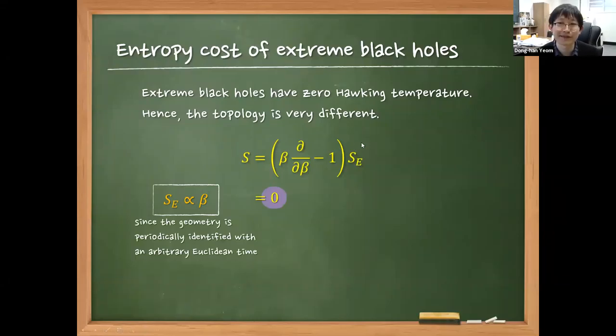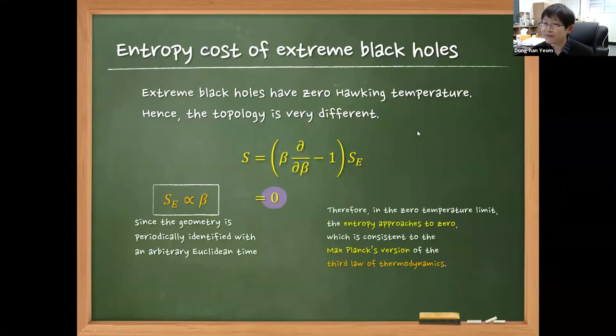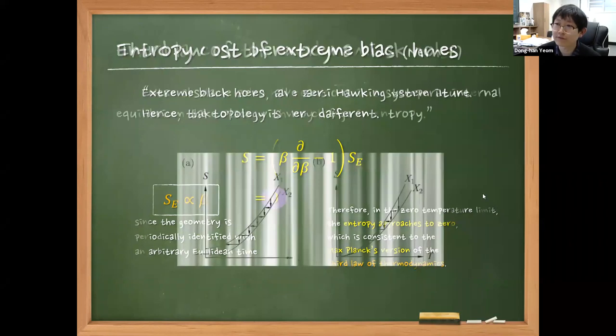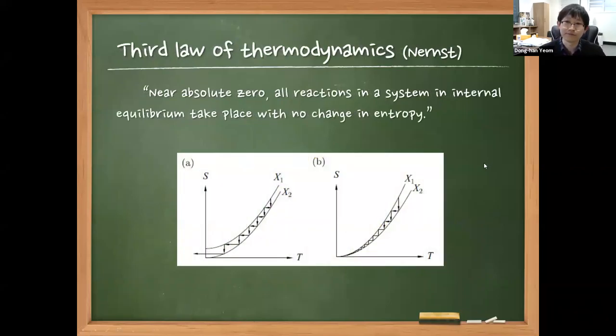So in this 1995 paper, Hawking, Horowitz and Ross concluded that the entropy of extreme black holes is zero. So in the zero temperature limit, entropy approaches zero. And this is maybe consistent with Max Planck's version of the third law of thermodynamics. So what is the third law of thermodynamics from the thermodynamics textbooks?